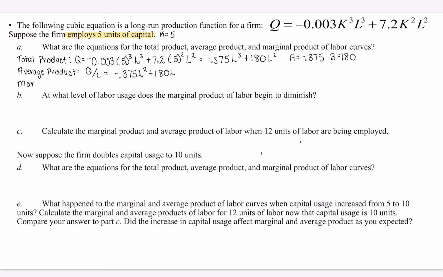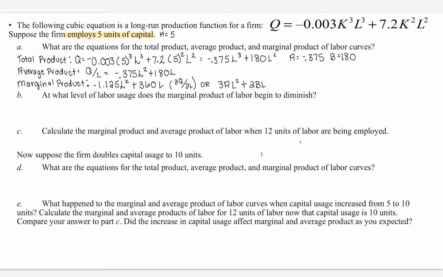And then our marginal product is going to give us negative 1.125 L squared plus 360 L. And the way you find your marginal product curve is you're either doing the partial derivative with respect to L, or you're plugging into the formula 3a L squared plus 2b L. It doesn't really matter which one, as long as you know what you're doing. Either way will get you the exact same answer.